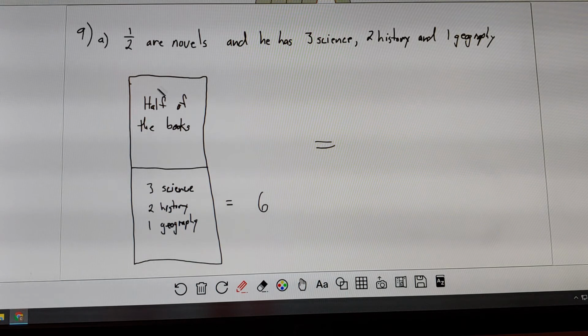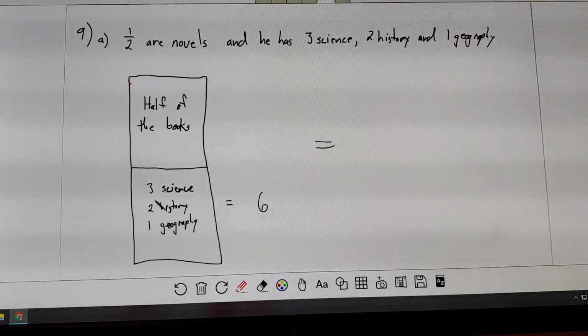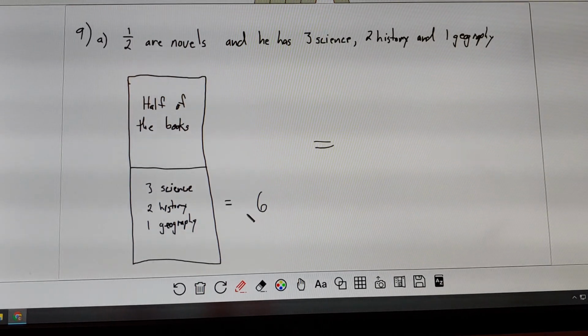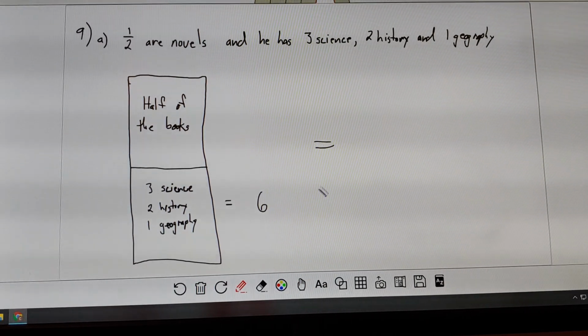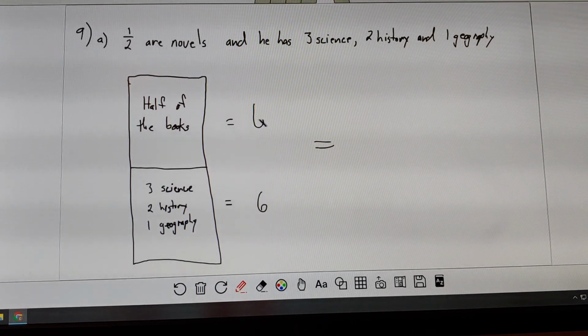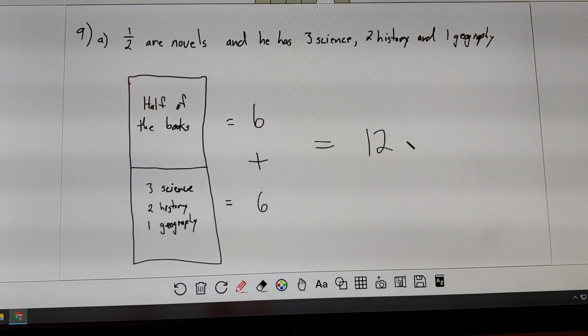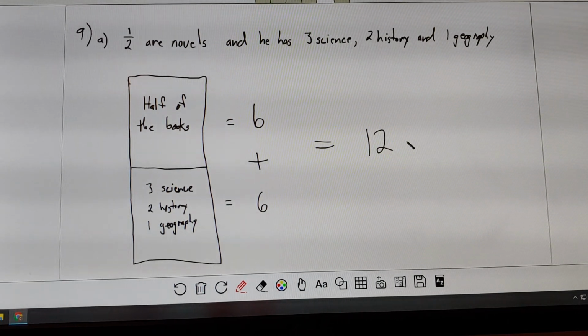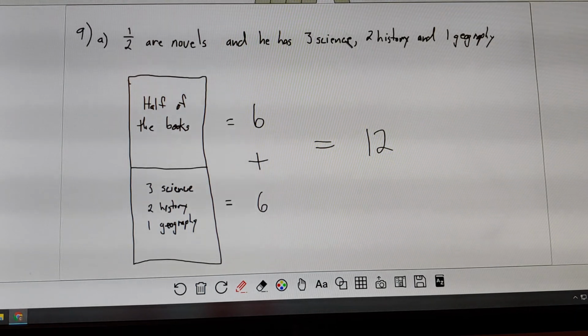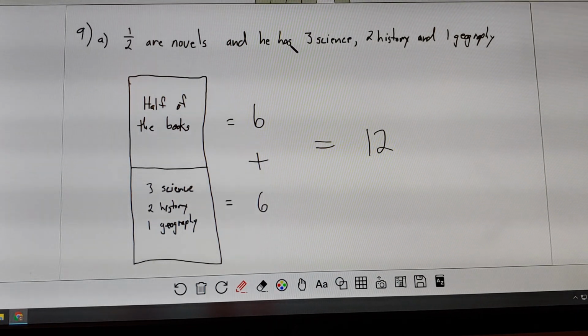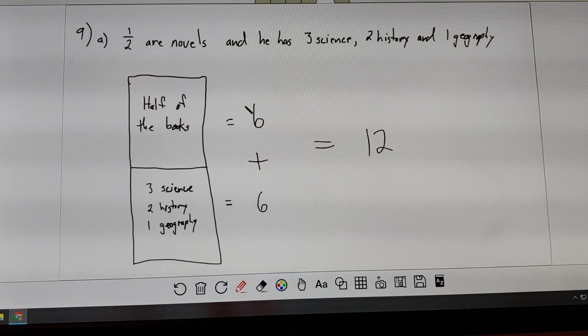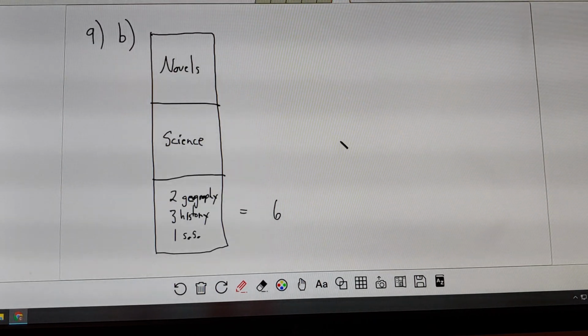Half of the books are novels. And here's the other half. That half represents 3 plus 2 plus 1, which is 6. So if that's half of the books there, that's going to be 6, which means the other half is going to have to be 6 as well, which gives us a total of 12 books. Okay. Again, any problem solving question, if you don't quite get it, draw a picture that goes along with the way the information is presented to you, and that'll make it a lot easier.